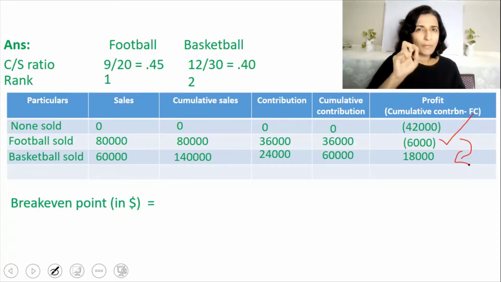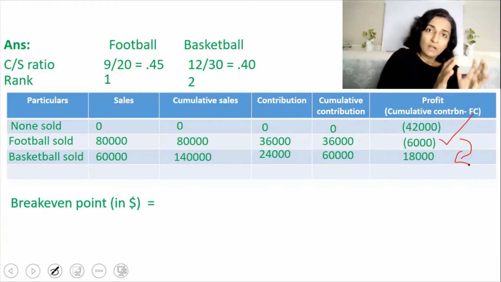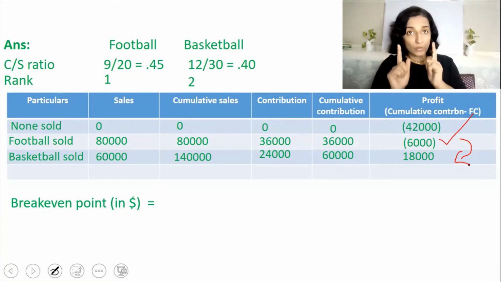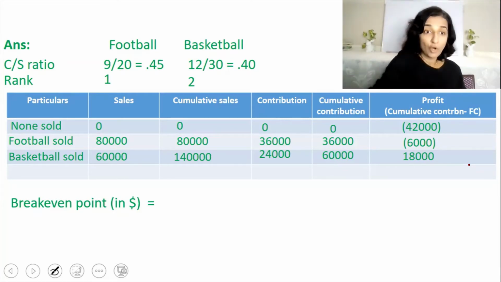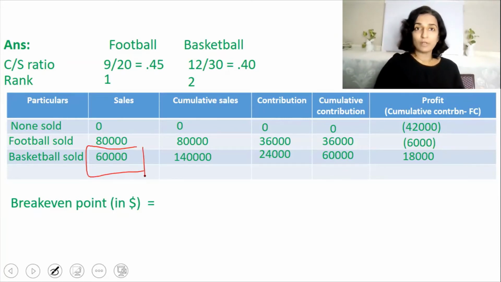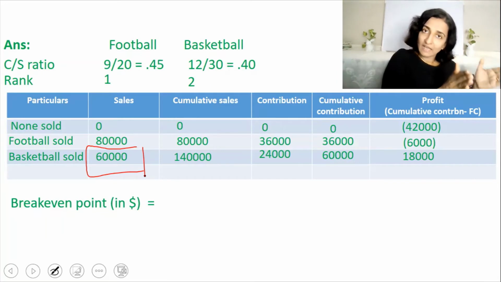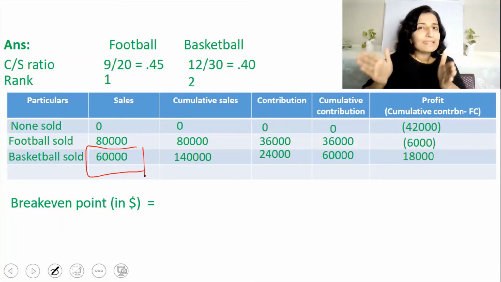Okay, so this is the point that we have to pick. Which is the point where the loss got converted to profit, which means that the break-even point has been arrived when we sold some basketballs, not the entire quantity of basketballs, but when we sold some basketballs, we have reached the break-even point. That is, we have sold the entire quantity of football plus some quantity of basketball. Now to find out that some quantity of basketball is our next challenge.